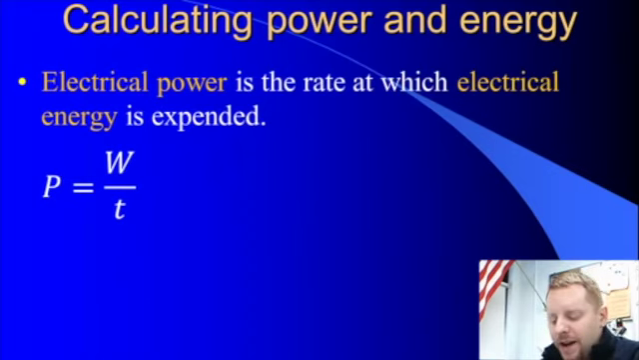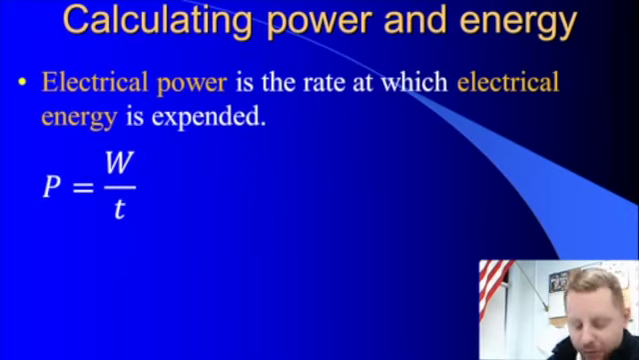Electrical power is the rate at which electrical energy is expended. So power, which is a measure of how quickly electrical energy is used, is equal to the work or the energy in joules divided by the time in seconds. And the units of power are going to be watts, just like they were when we talked about mechanics. So that's a joule per second. But power is work over time, or energy over time.